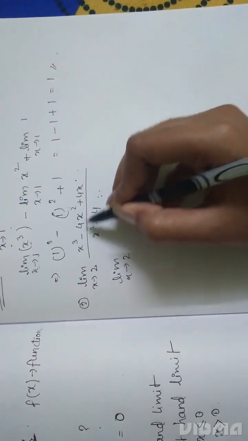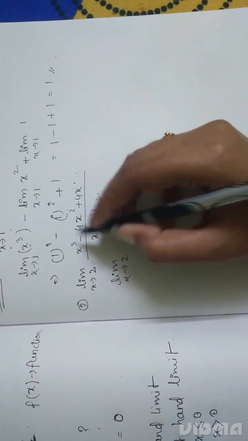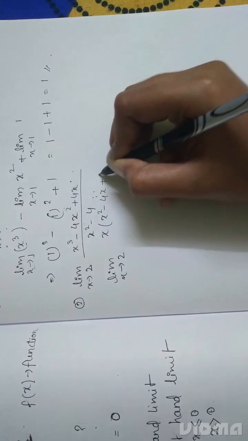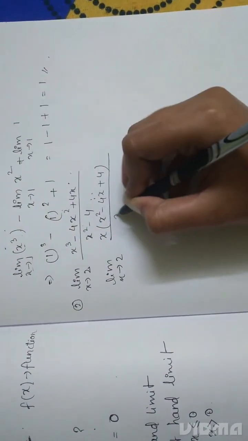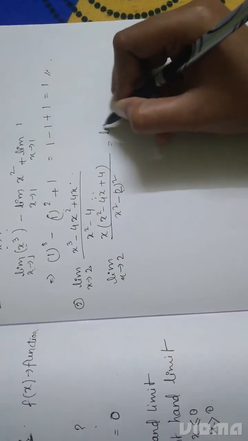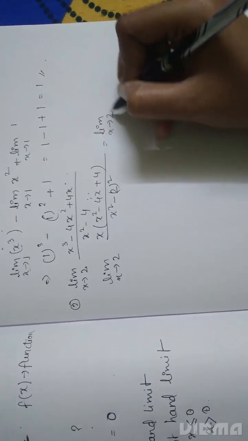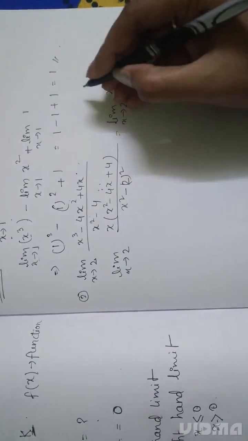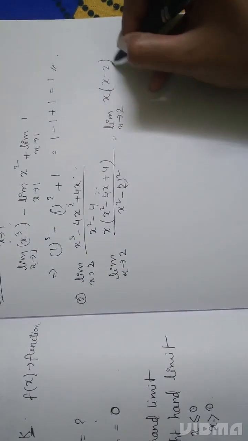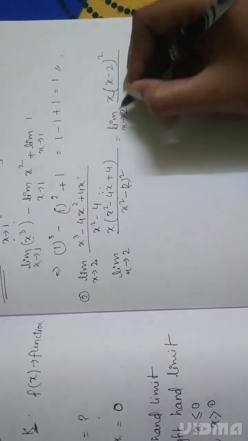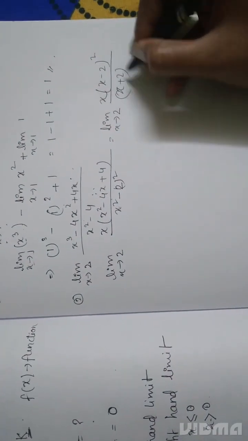Now in this upper part, if we take x common from all the terms, it will be x into x square minus 4x plus 4, by x square minus 4, which can be written as x square minus 2 square. It will be limit x tends to 2, x into, this is in the form of a minus b whole square, so it will be x minus 2 whole square, by, this is a square minus b square, so it will be a plus b, a minus b.